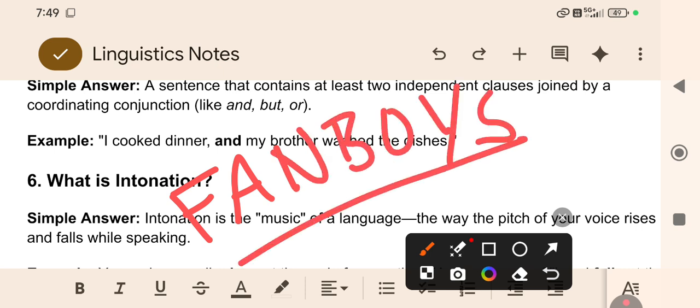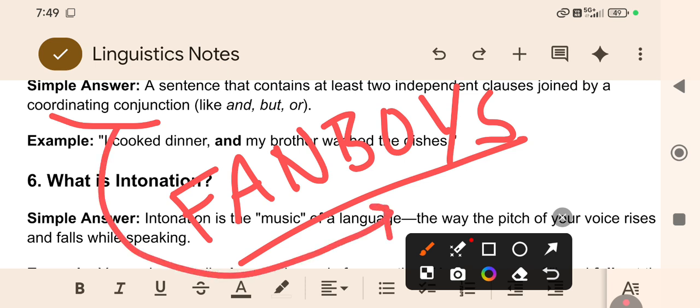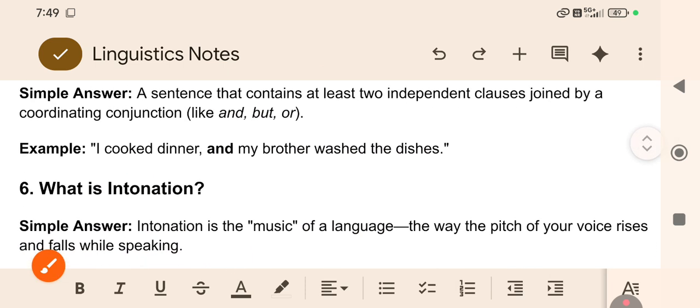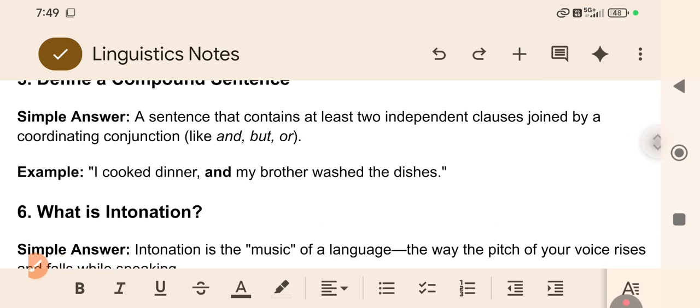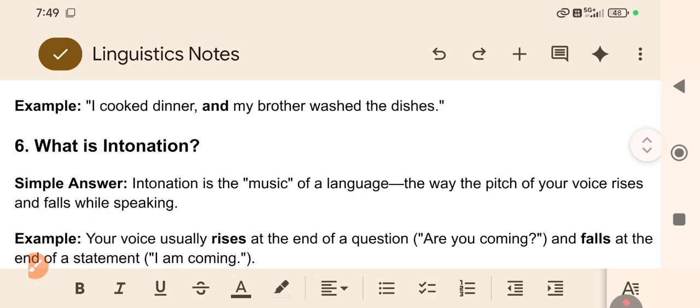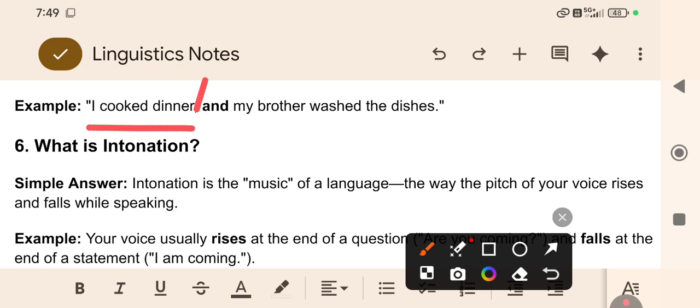These are the coordinating conjunctions: FANBOYS - for, and, nor, but, or, yet, so. These are called coordinating conjunctions. A sentence that contains at least two independent clauses. Example: I cooked dinner, independent clause, and my mother washed the dishes.